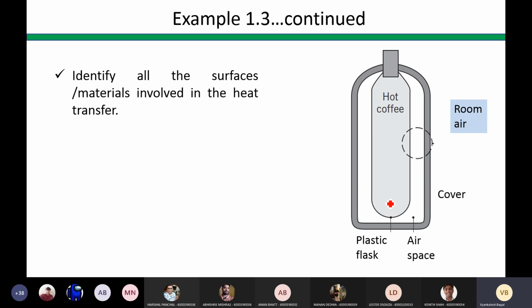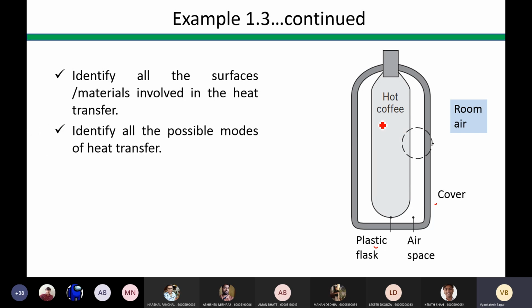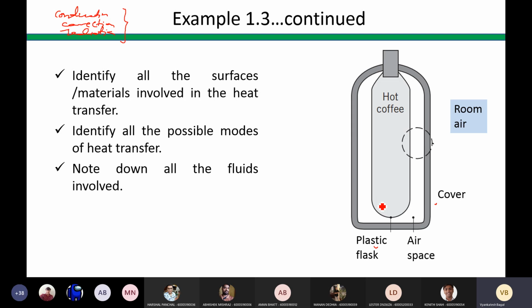So the first thing I expect you to do is identify all the surfaces or materials involved in the heat transfer. I actually helped you in the previous slide to identify the different surfaces, and the materials also, like this plastic, then the cover, right? And second, identify all the possible modes of heat transfer. So we have conduction, convection, and radiation. These are the three modes. So we have to identify what all possible combinations may exist in this case.